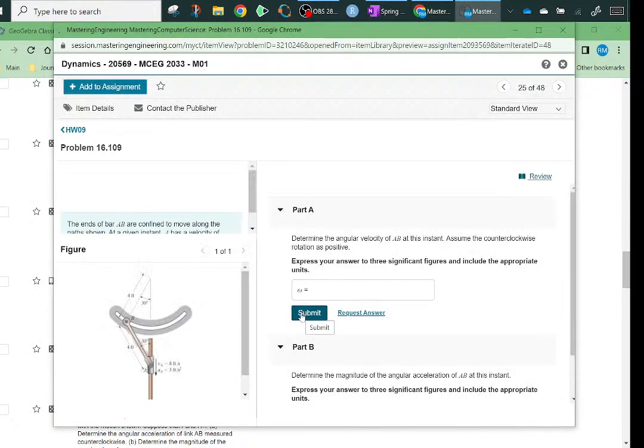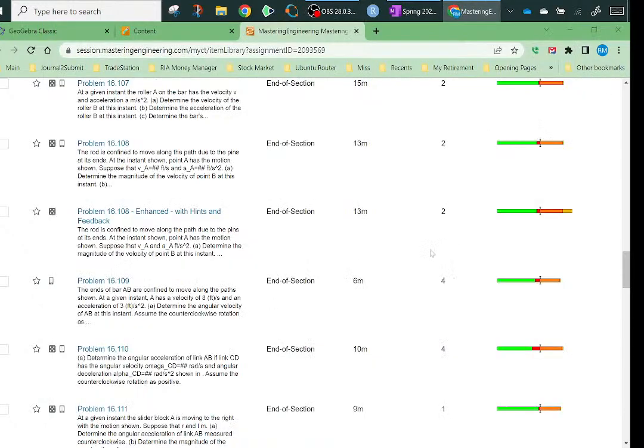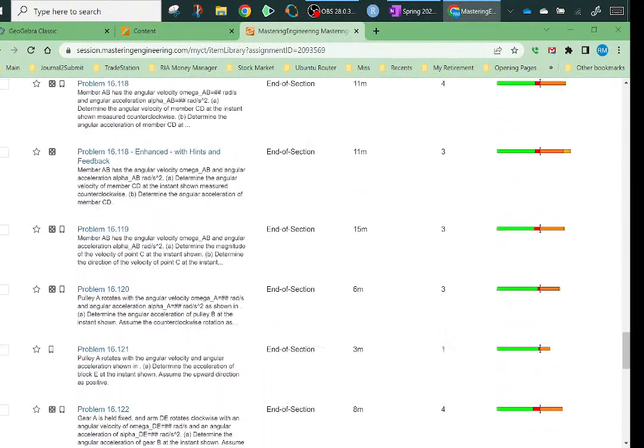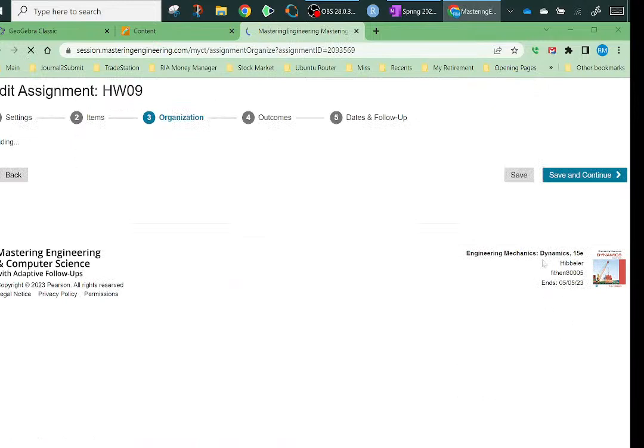This looks like the same problem. No, it's not the same problem. But you know what? I think that one's already in there, in the previous homework. Yeah, we'll just do that. How about that? An extra problem on it.